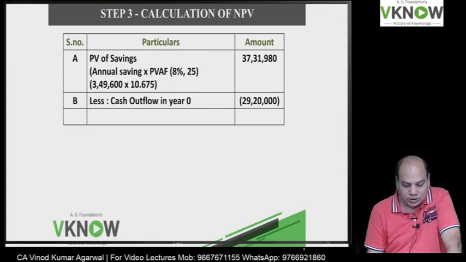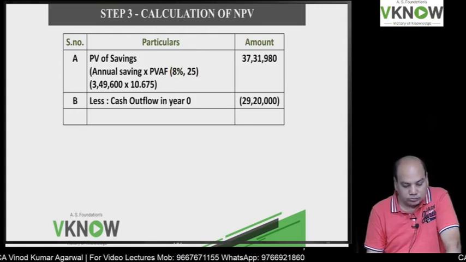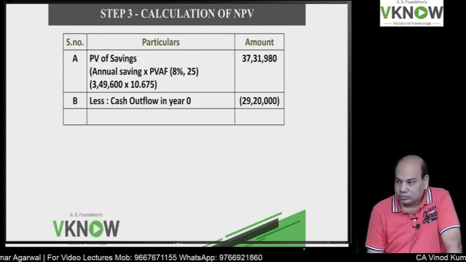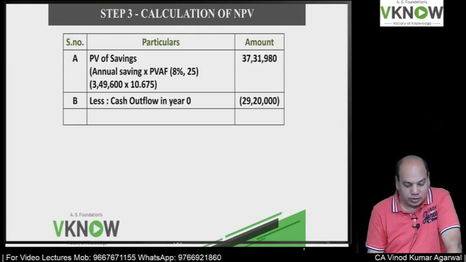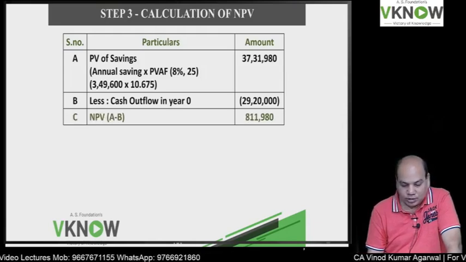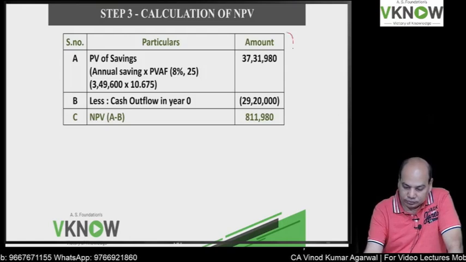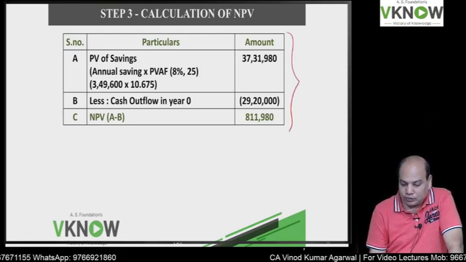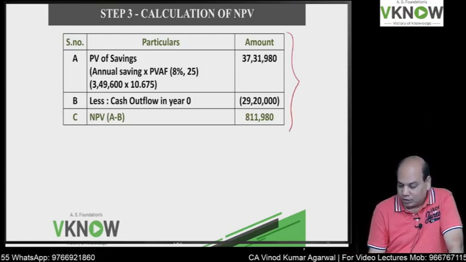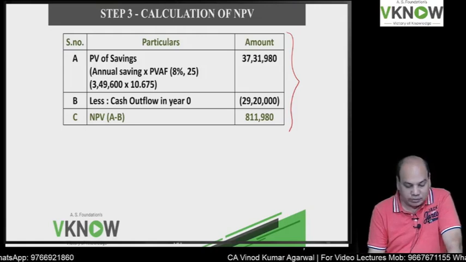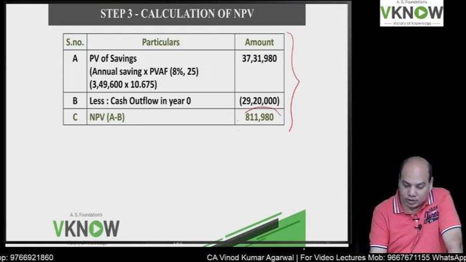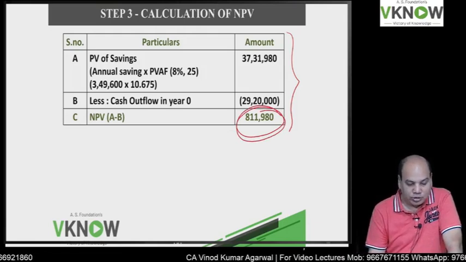Now just compute the outflow which we have already done. Point B, less cash outflow in year 0. Everybody, what was the answer? Step 1 answer, 29,20,000. Amazing. So now you write down the last line, point C, NPV. Write nicely. Presentation is also important. Only when you are running short of time, then do it directly. 811,980. Positive or negative? Positive.